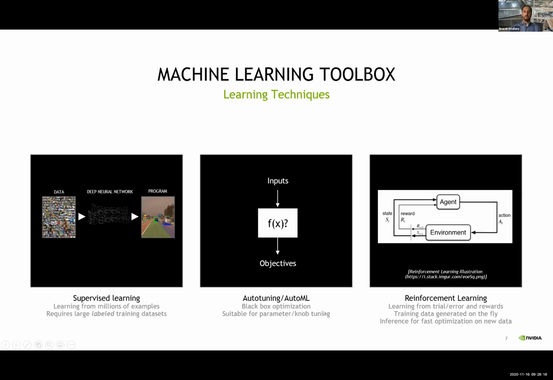The second learning technique, which is probably familiar to most people in the CAD community, is auto-tuning type approaches such as Bayesian optimization, where we are trying to minimize or maximize some objective for a black box function, and we're trying to figure out what inputs optimize that objective. So this technique is pretty suitable for things such as parameter or knob tuning, and isn't necessarily a new technique, but something that's, I think, having a little bit of resurgence in our field.